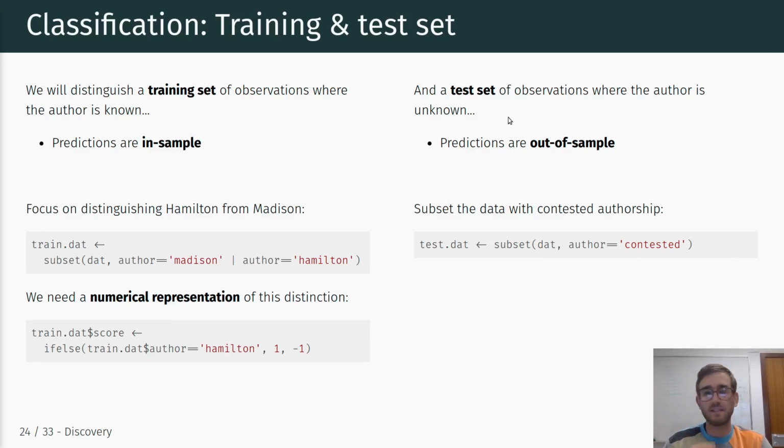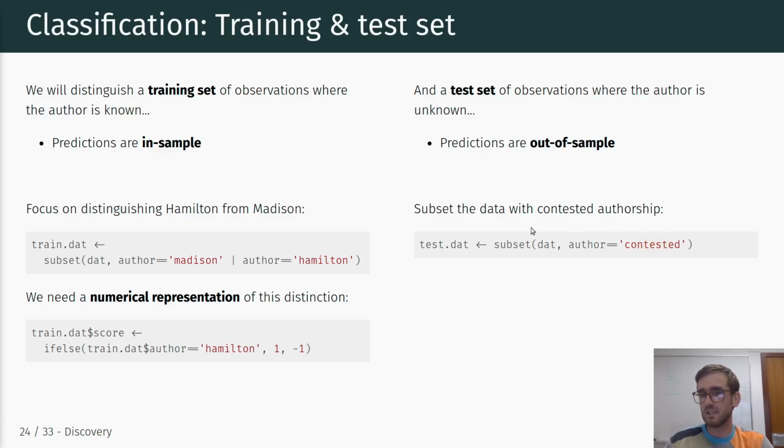The test set is the remaining part of the data where the authorship is unknown, and that's where we actually want to make predictions out of sample, right? So we use one part to learn the relationship between language use and authorship, and then predict out of sample on the test set who the likely authors were of the 11 contested essays. So our test set is then the subset of the data where the authorship was contested.